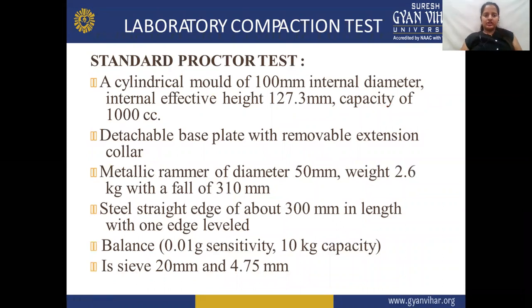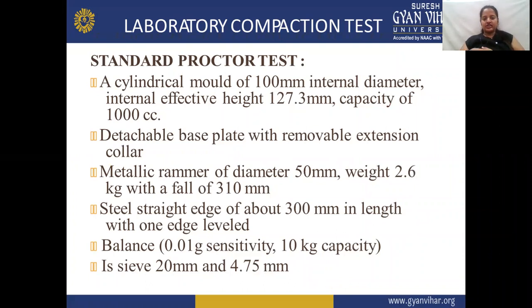So a laboratory compaction test includes the standard Proctor test that we previously discussed. A cylindrical mold of 100 mm internal diameter and internal effective height of 127.33 mm, with a capacity of 1000 cc or 1000 ml, is used. A detachable base plate with a removable extension collar is given to the container, and a metallic hammer of diameter around 50 mm and weight of 2.6 kg with a fall of 310 mm is used.